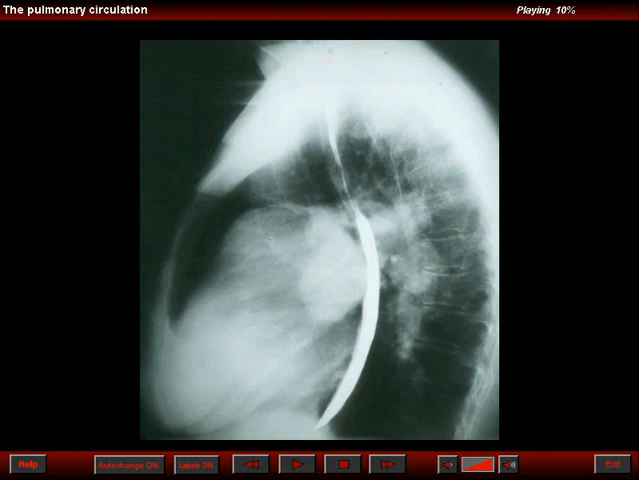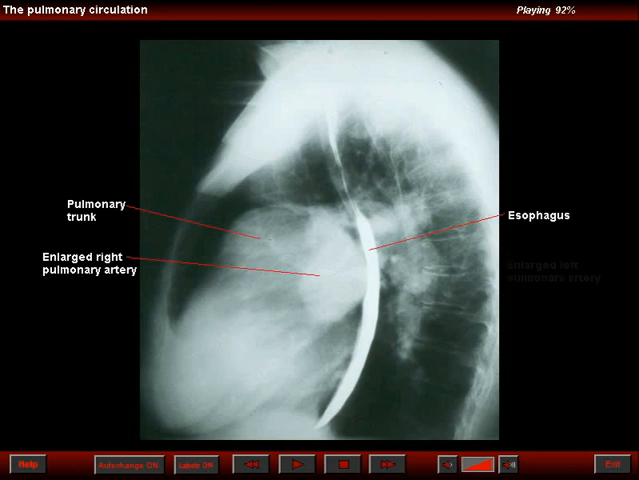The lateral view of the chest of this patient revealed the marked enlargement of the pulmonary trunk, which is seen in front of the right pulmonary artery. The right pulmonary artery is observed on end in front of the esophagus. Note behind the esophagus the enlargement of the left pulmonary artery.